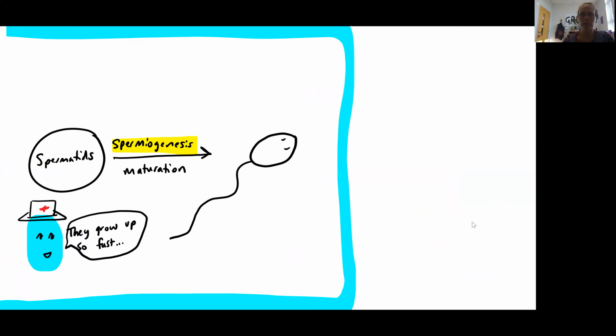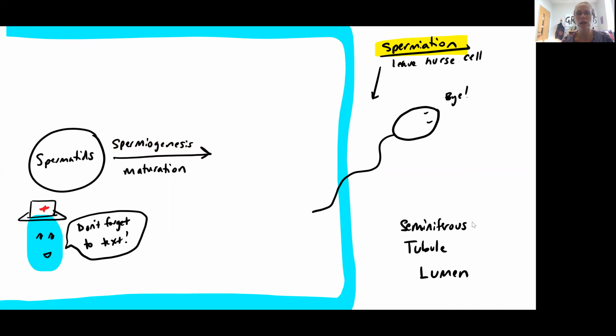Now, the spermatid is going to go through a maturation process still inside the nurse cell, and we're going to call this process spermiogenesis. Spermiogenesis is the maturation of the spermatid to the sperm. After spermiogenesis has occurred, then we're going to see spermiation happening. Spermiation is when the sperm cell leaves the nurse cell and it enters the lumen or the cavity of the seminiferous tubule. So now it's getting ready to head on to the rete testis and the efferent ductules and onto the epididymis.